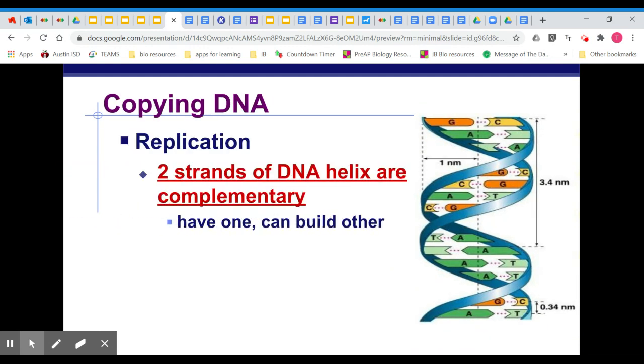Copying DNA is called replication. And this is interesting too, because we say those two strands are complementary. So if you have a G on one side, you have a C on the other side. If you have one, you can build the other, which also means if you have one, you can rebuild the whole thing.